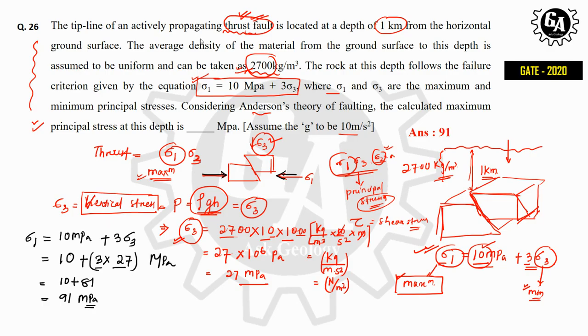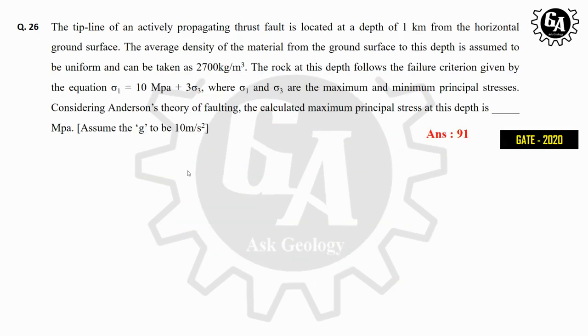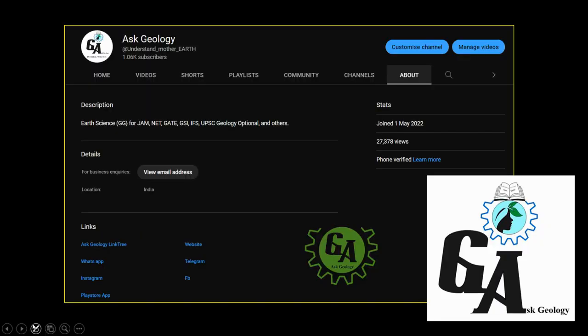Now this rho gh value we calculated to be 27 megapascal, and this thrust fault which is happening at 1 kilometer depth below the surface of earth is following this criteria. This is the failure criteria. So if we just put the sigma 3 value here, we will be able to find out the sigma 1, and that is what it is asking in this question. So our answer will be 91. Another thing, be very much careful about the units, whether it is mega, giga, and these conversions.